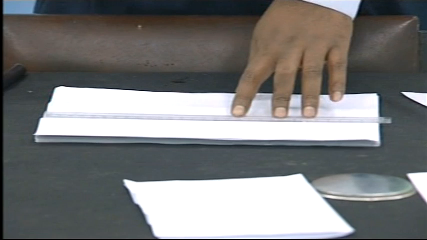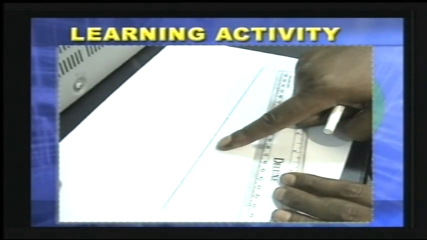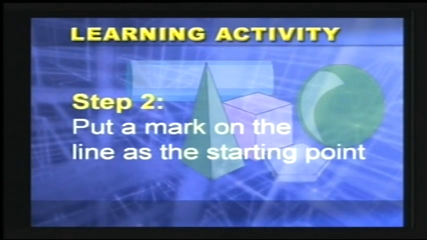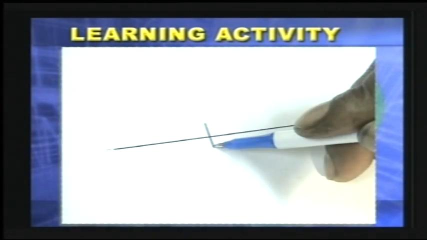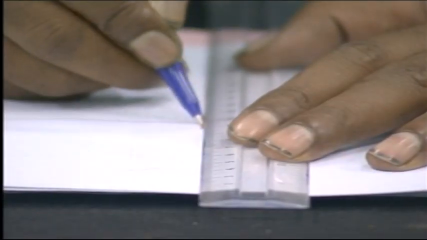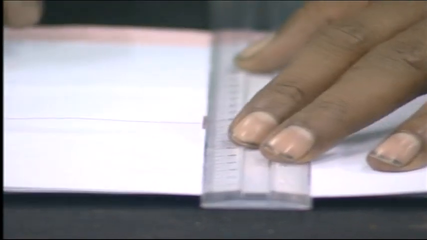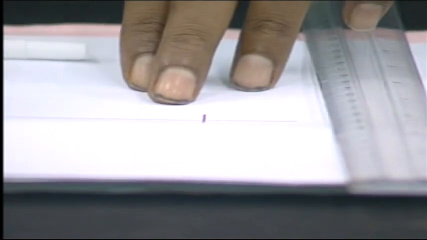Okay? So you should have ruled a line across the paper. Have you all done that? Very good. The next step, put a mark on the line as a starting point. So you put a mark on the line as the starting point.